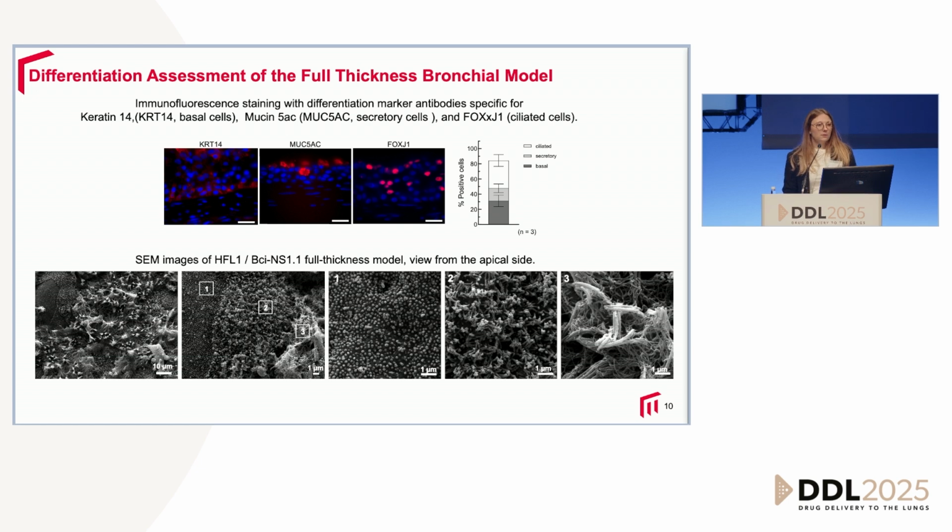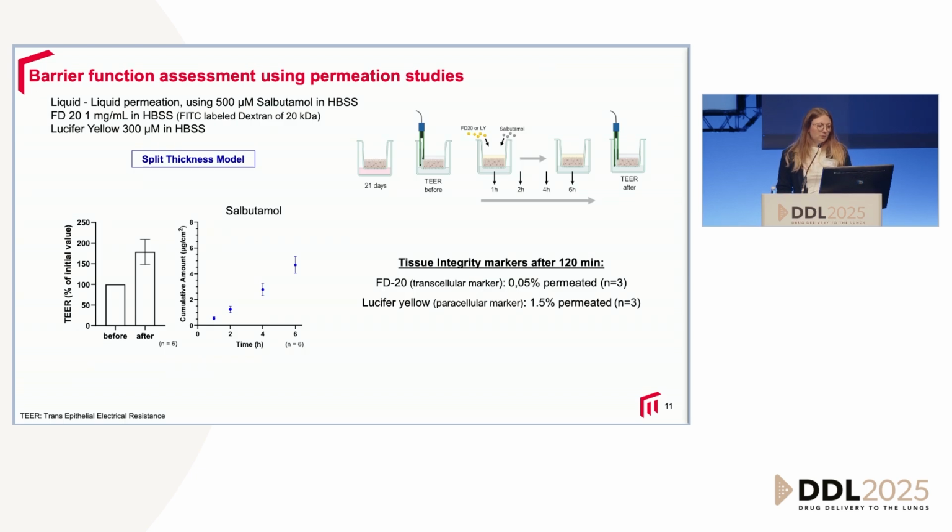So those are my two models, but then I want to use them for drug delivery, so I need to be able to do permeation studies, right? The first one we did was liquid permeation using salbutamol, and also 2 integrity markers, FD20 and Lucifer yellow. And when we look at the TEER after the liquid permeation, after 6 hours, it doubles compared to before. Almost as if having liquid on top of the sample modified the resistance, or maybe the liquid and the salbutamol.